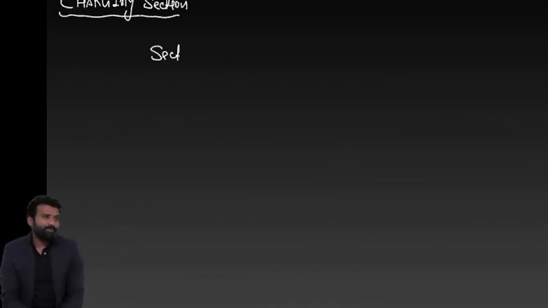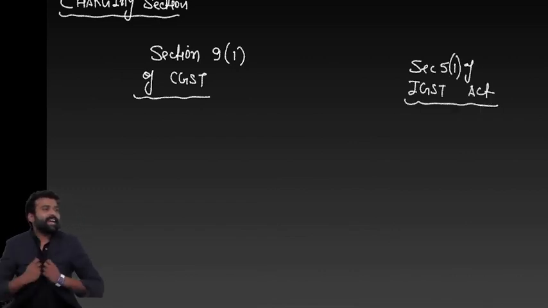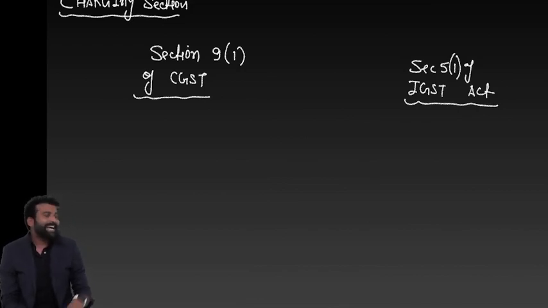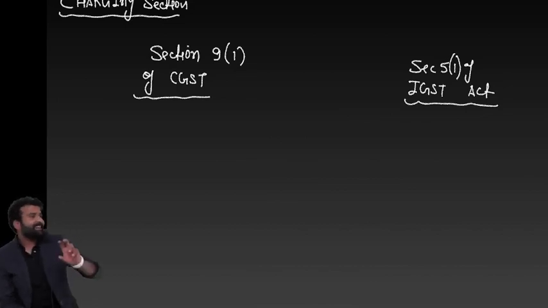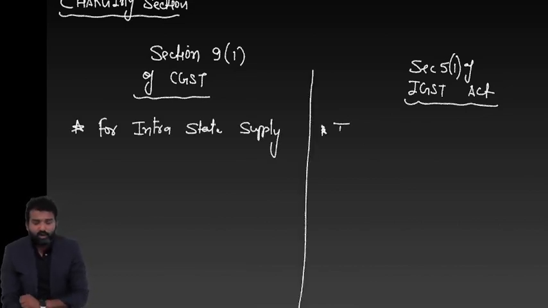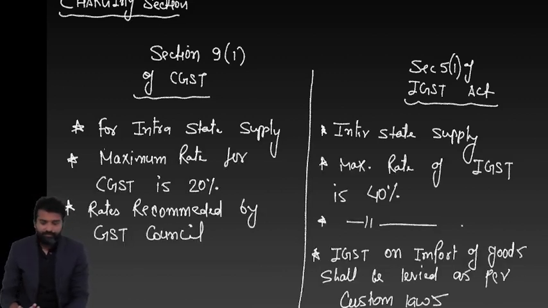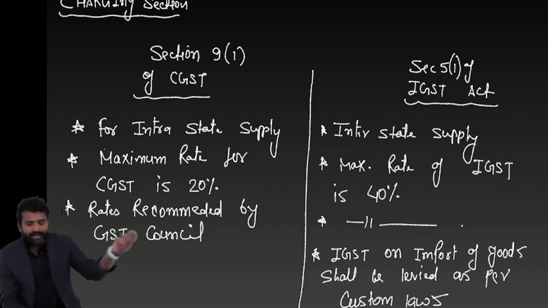Now, first of all, what is our charging section? In GST, section 8 talks about supply, but exactly the charging section in our GST is section 9 of CGST. In IGST, there is a similar section, that is section 5. Section 9(1) of CGST and section 5(1) of IGST are completely the same. They say that if a person is doing any kind of intrastate or interstate supply, then GST will be leviable.